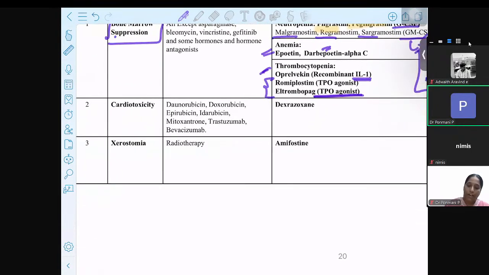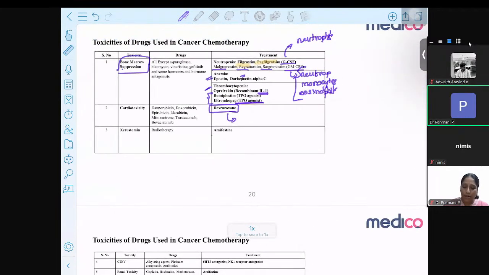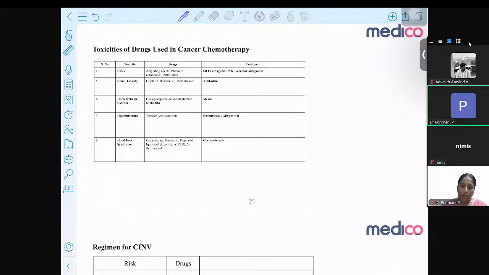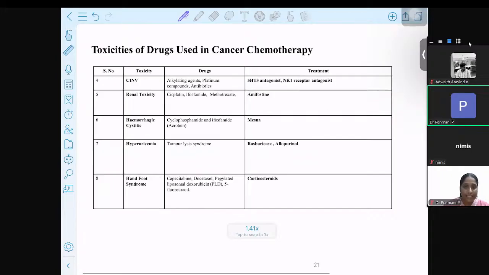And for cardiotoxicity is dexrazoxane, and this is the answer. They have asked what is given for cardiotoxicity, right? And for xerostomia, you can go for amifostine. And what are the other drugs which can be given? For CINV, I will deal with CINV in great detail, so you leave this for now. For renal toxicity also, you can give amifostine.